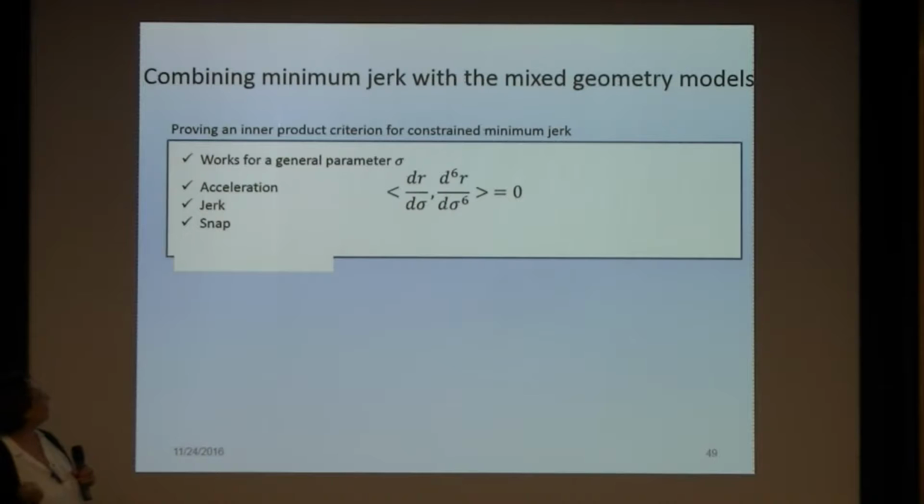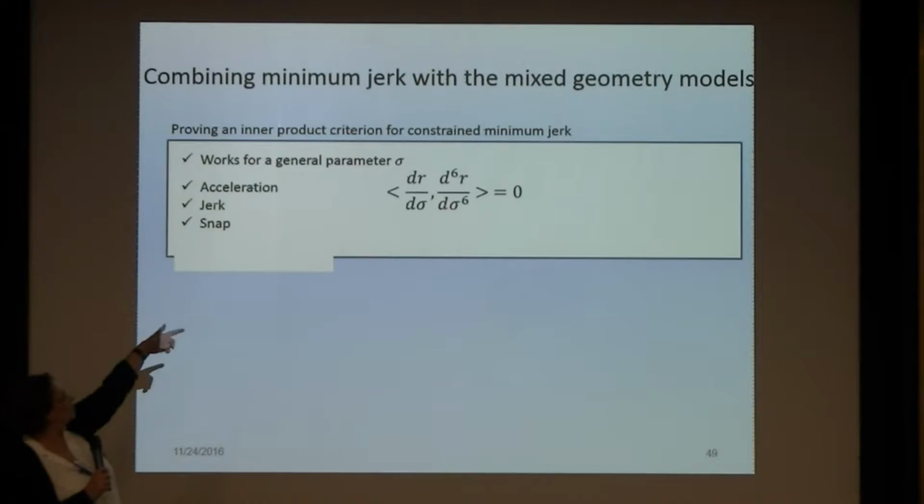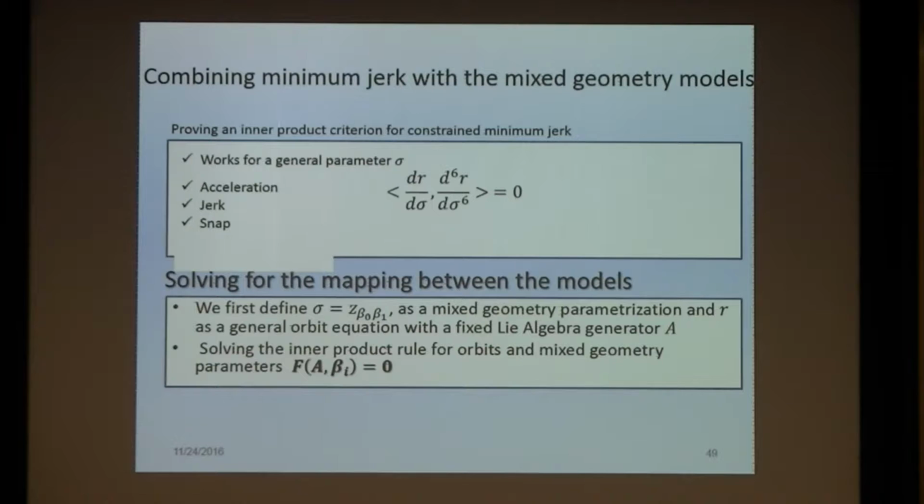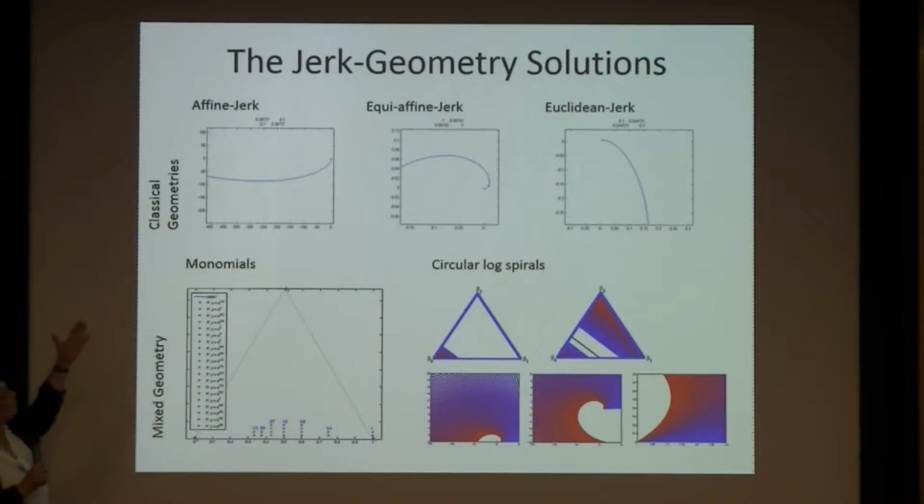Okay? So I won't go into this, but to have minimum jerk, we have a scalar product between the derivative of r with respect to sigma, where sigma is any parameter, and the sixth order derivative of r with respect to sigma. And when you do that, you can define what the betas are that will give you the different geometries, the different trajectories. And this defines a group of orbits. So, for example, monomials are orbits of the affine geometry.